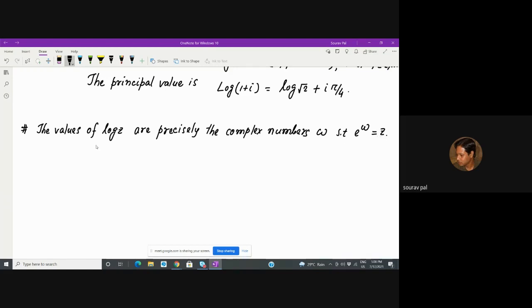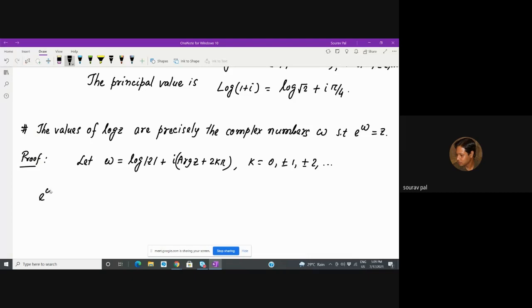How do you prove that? Precisely, meaning it's just an if and only if condition. So how do you prove that? First you put such a value, like what we have. Let W be log mod z plus i arg z plus 2k pi, where k runs over integers. And you just verify whether this equation is satisfied.